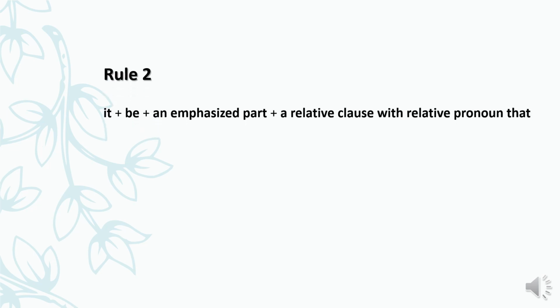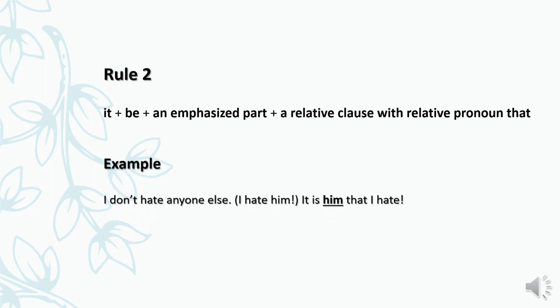Rule number 2. We form it-clefts with it plus be plus an emphasized part plus a relative clause with a relative pronoun that. For example, I don't hate anyone else. Here, I want to emphasize that I hate him only, not anyone else. So the answer will be, it is him that I hate. Here, we focus attention on the pronoun and we put the relative pronoun that and then we complete the rest of the sentence.